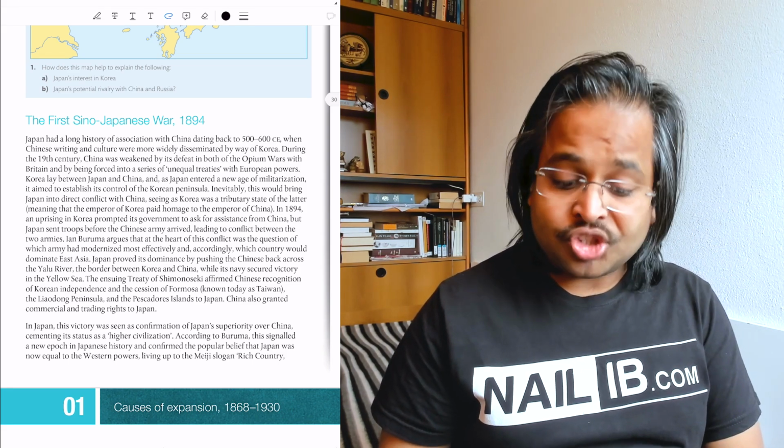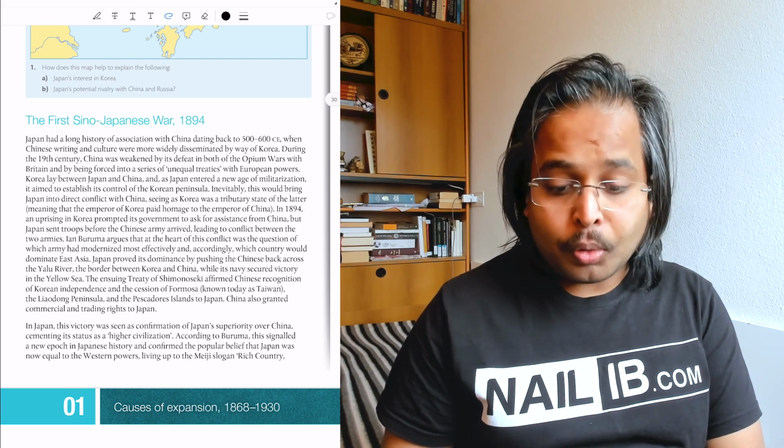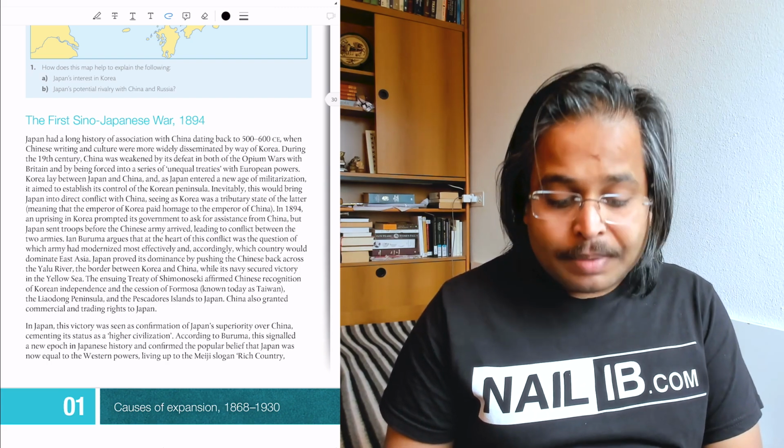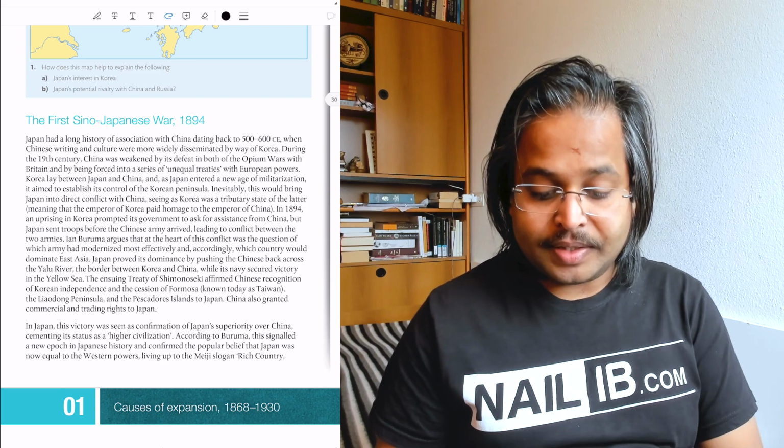During the 19th century, China was weakened by its defeat in both the Opium Wars with Britain and by being forced into a series of unequal treaties by European powers. Korea lay between Japan and China, and as Japan emerged in the new age of militarization, it aimed to establish its control of the Korean peninsula. So clearly, Japan is trying to expand its power, and just like all European countries are moving into Asia and Africa, Japan is trying to first take care of its neighbors, like occupying those areas.